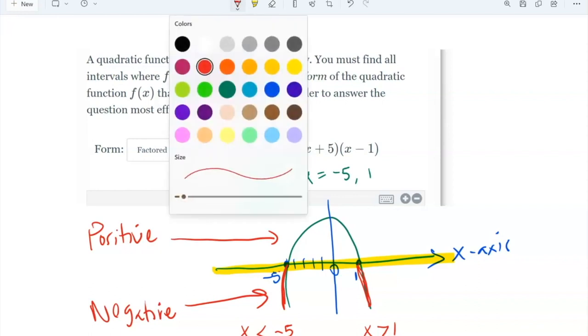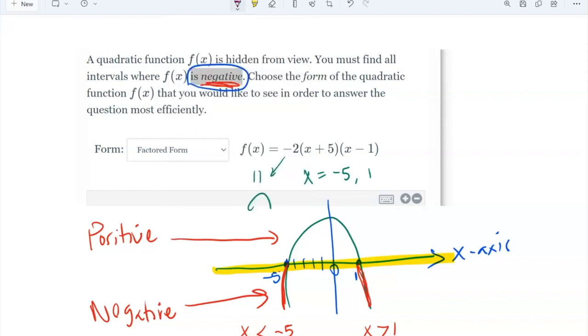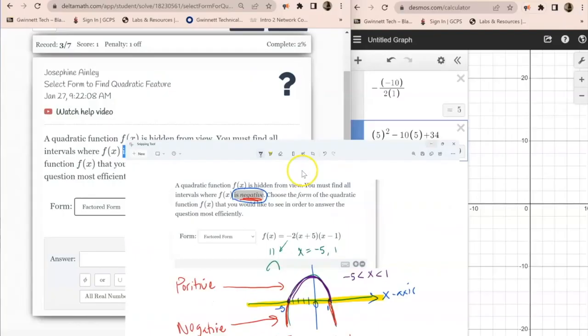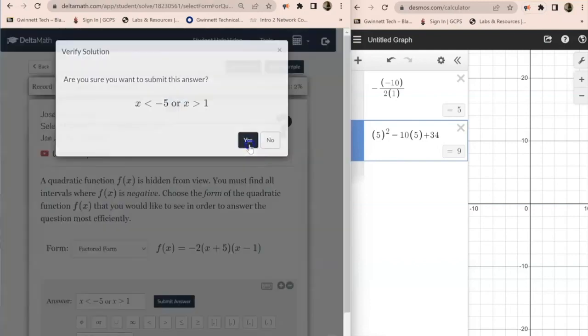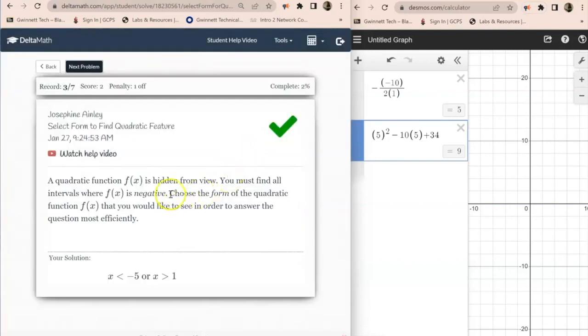Now I'm going to go ahead and do the positive. When is it positive? It is positive from negative 5 all the way to positive 1. So when x is between negative 5 and positive 1, it is above the x-axis. So it is below here, and it is above here. That's how you do positive and negative. So x is less than negative 5, or x is greater than positive 1. That's how you do both positive and negative.